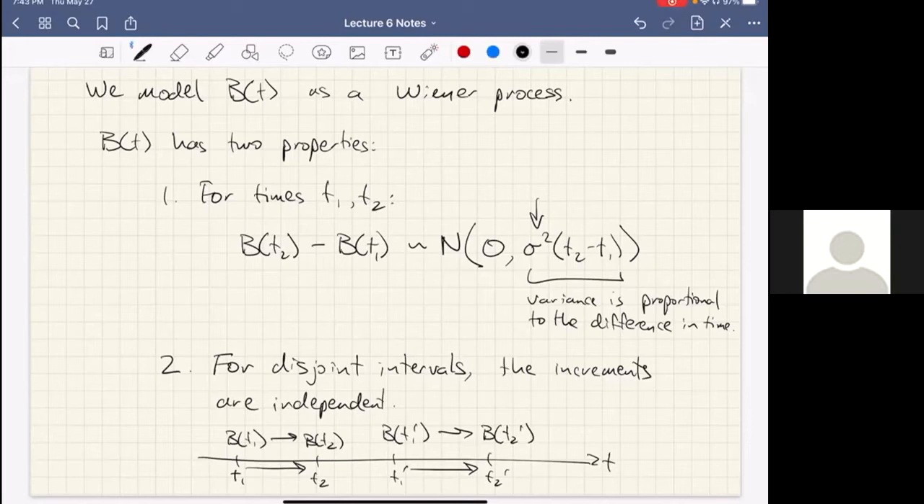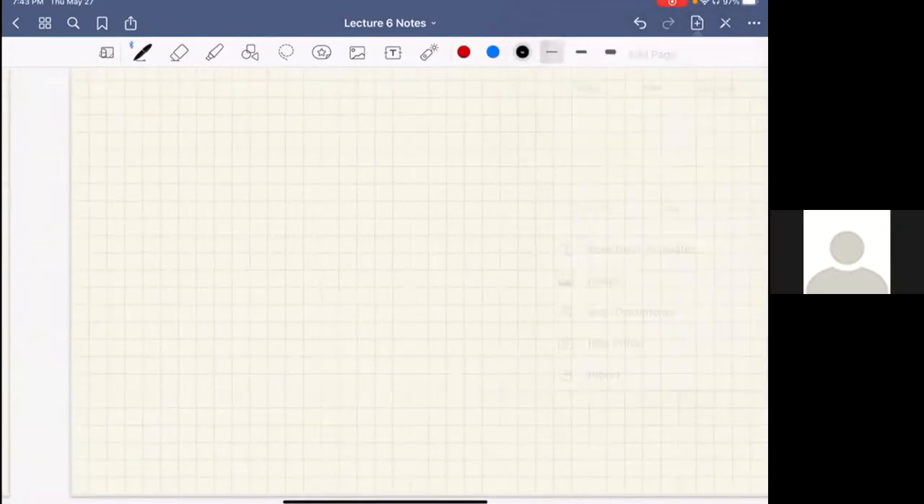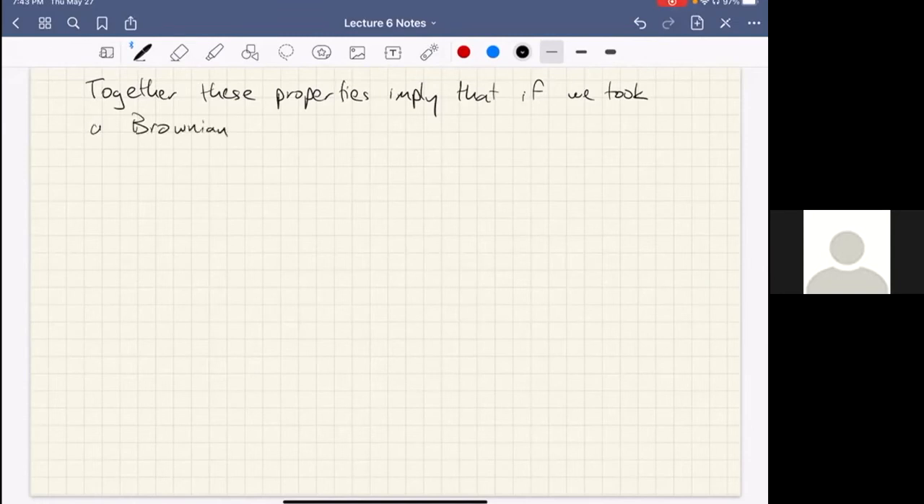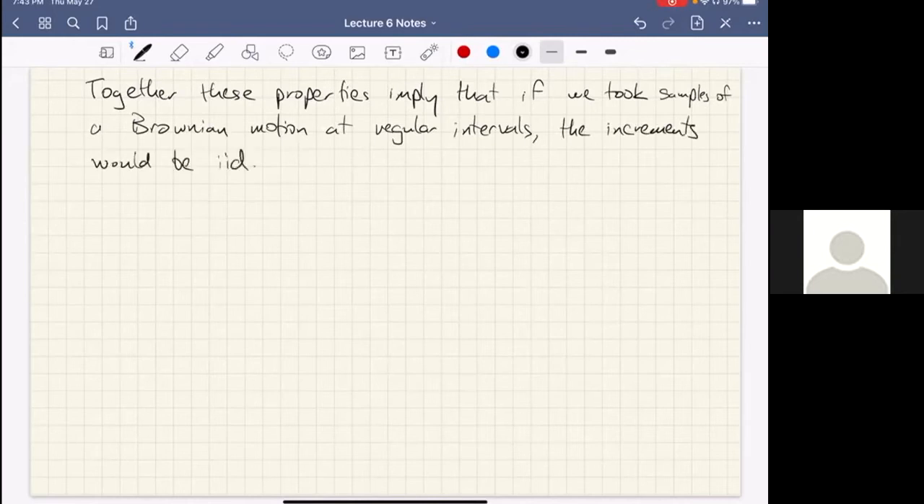So one thing that implies, if we take both these properties together, is that if we took samples of the Brownian motion at regular intervals, the increments would be IID. To see that, let's sample our Brownian motion at integer time instants.